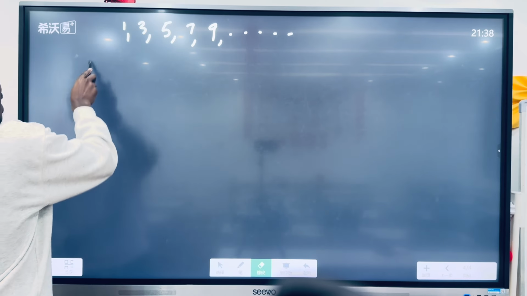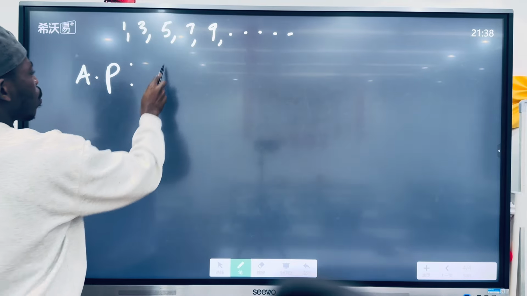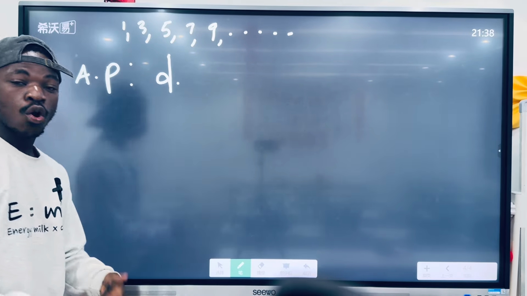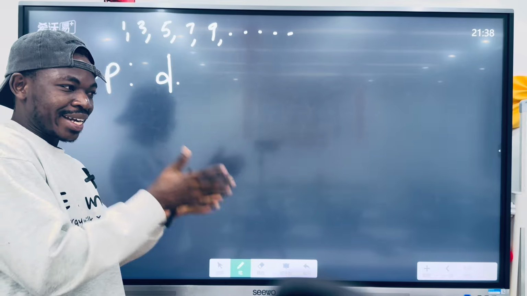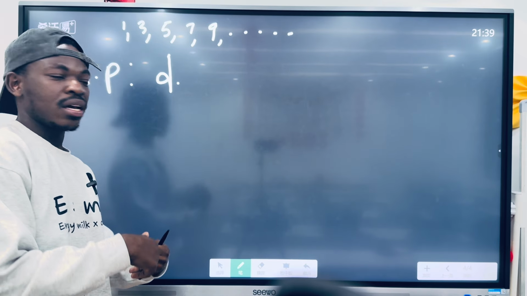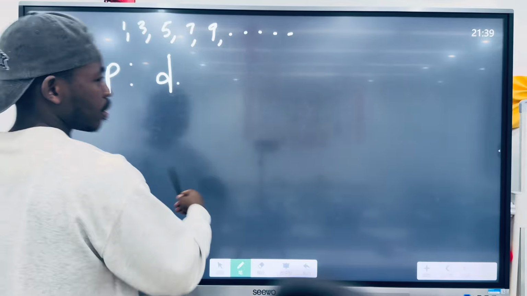Okay, so in an AP, we have what we call the common what? Difference. Common difference. So this common difference is simply the amount the numbers are increasing by or reducing by. We can also have a situation where numbers are reducing. Okay, imagine maybe I have this sequence.